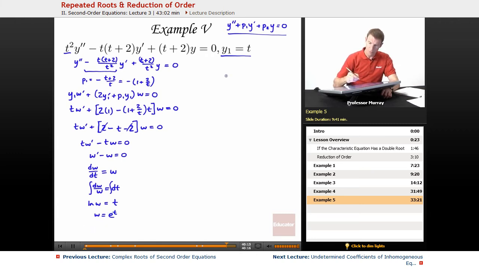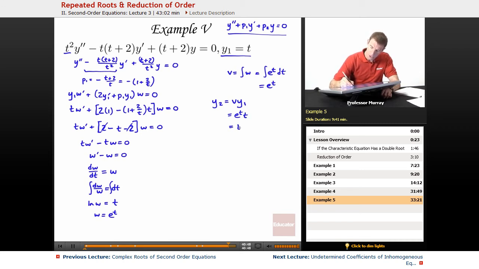And remember, from there, we try to find v, which is the integral of w, which is the integral of e to the t dt, which in this case is just e to the t itself. And finally, our y2, remember, is v times y1. That's always the formula. You can look that up in the lesson overview at the beginning of this lecture. So v times y1 is e to the t times t, and I'll write that a little nicer as t e to the t. So that is our second solution to the differential equation.